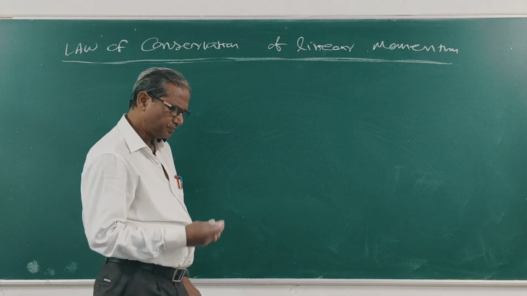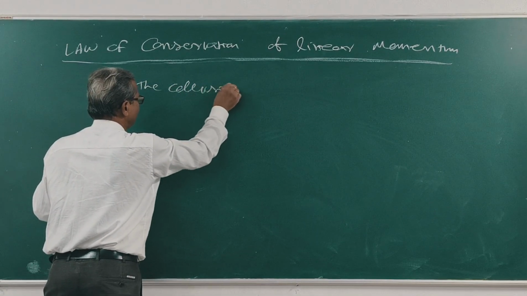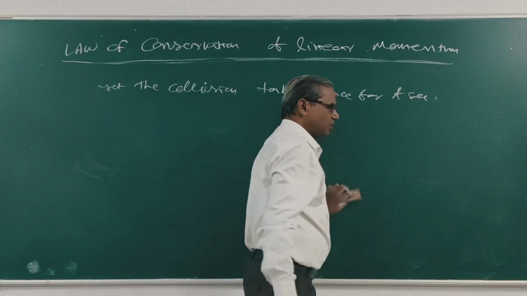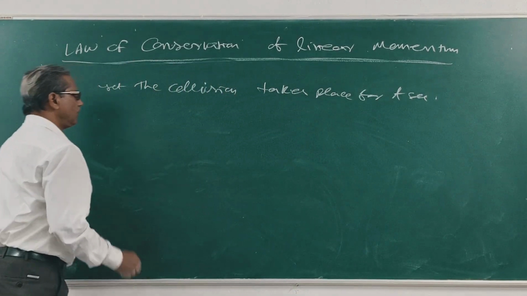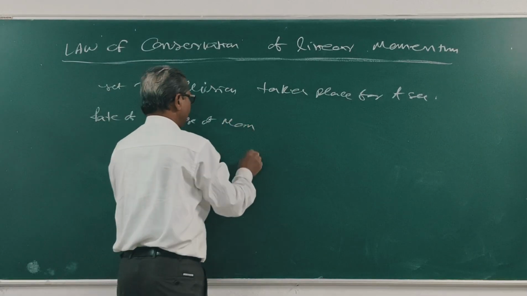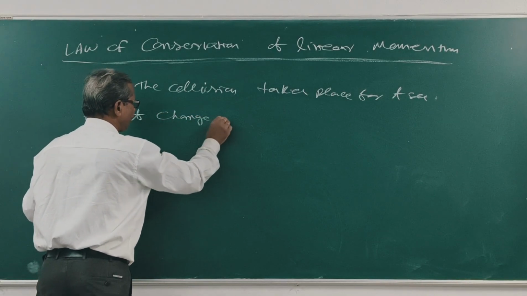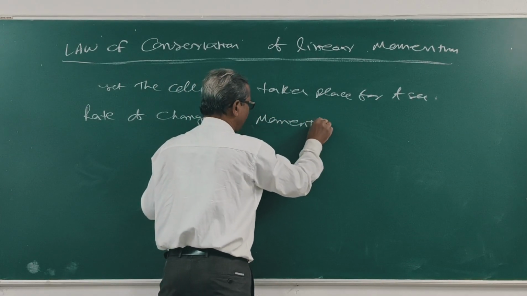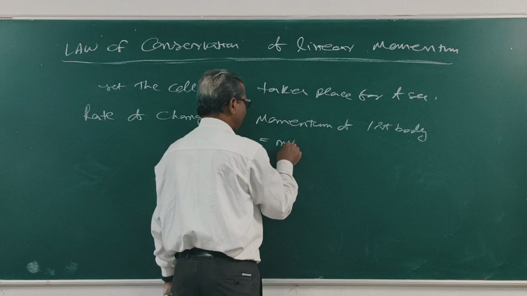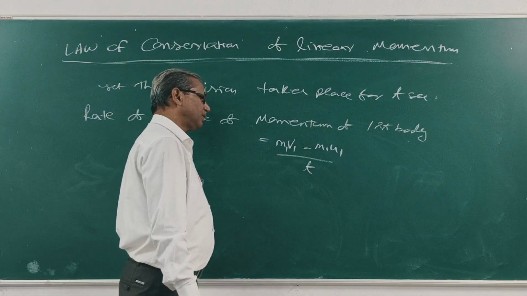Let the collision take place for t seconds. Now, the rate of change of momentum of the first body is equal to (m1 v1 minus m1 u1) by t. Clear? This is F1.